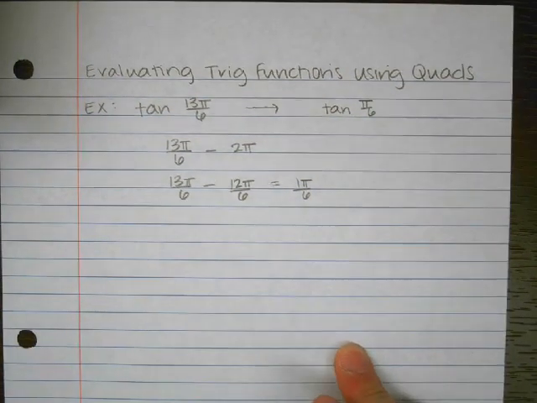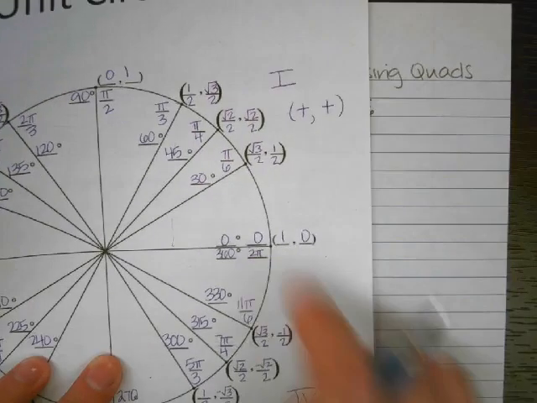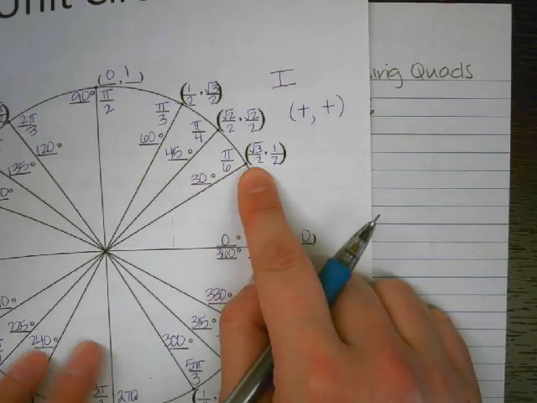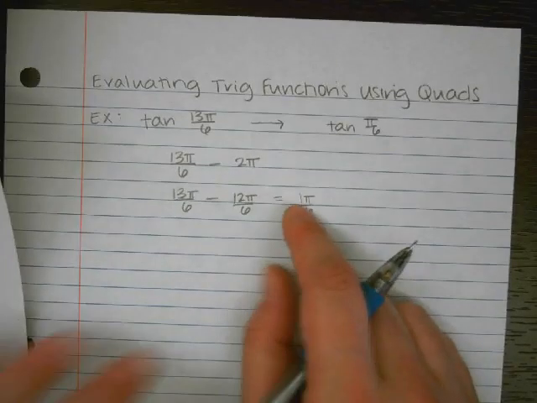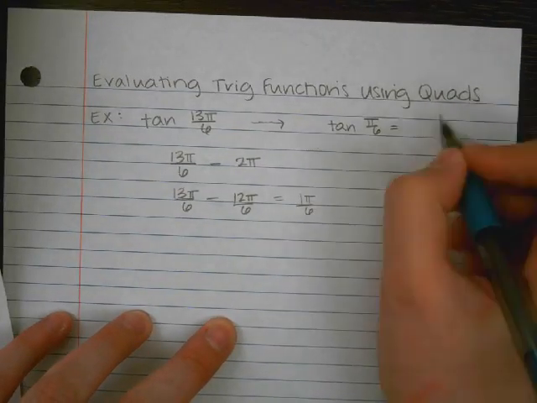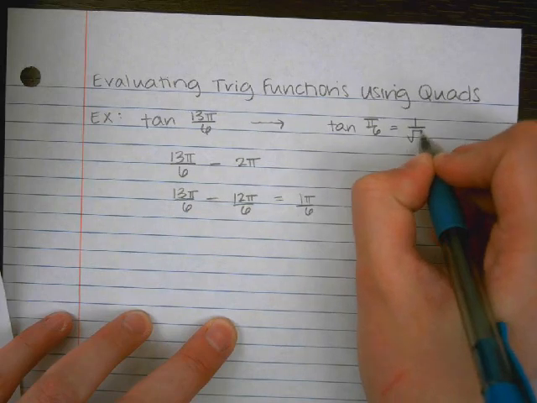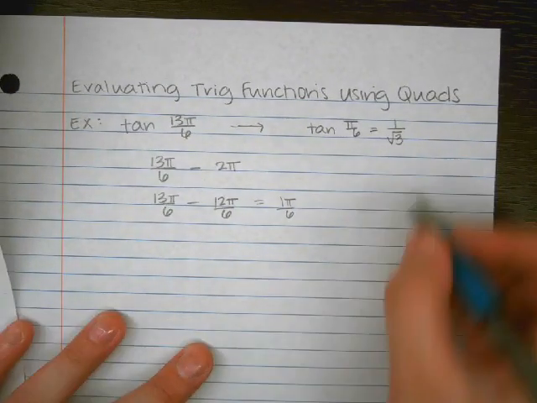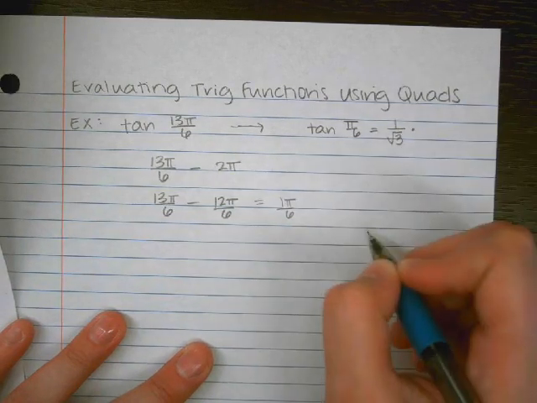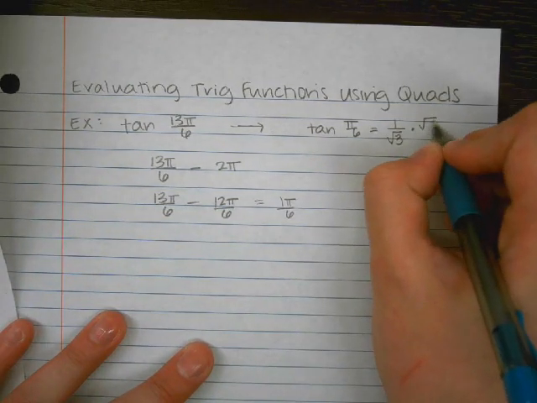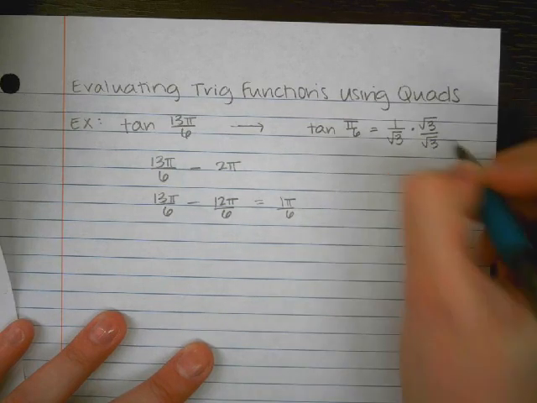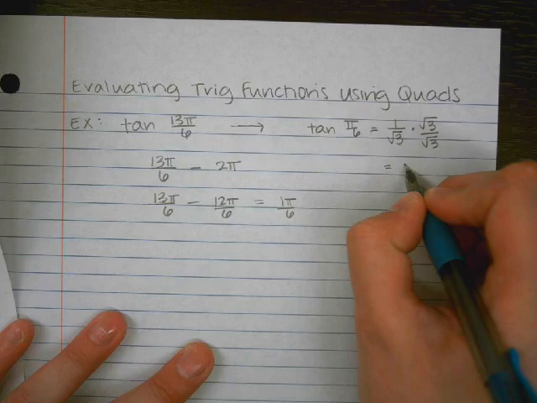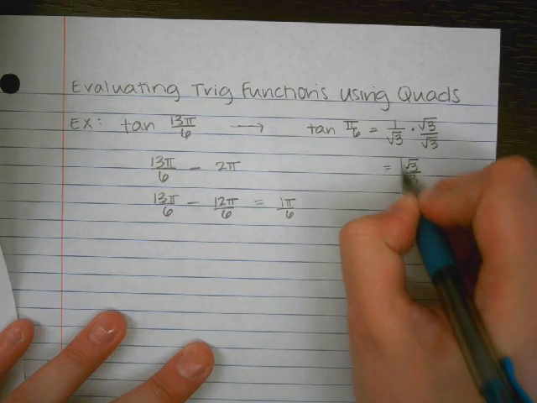So if I look at my unit circle, tan of pi over 6 is 1/2 divided by square root of 3 over 2. I know the 2's are going to cancel, so I know that this is 1 over the square root of 3. And we are not supposed to have square root of 3 in the denominator, so I'm going to rationalize that fraction and multiply by square root of 3 over square root of 3. And so I get tan of pi over 6 equals square root of 3 over 3.